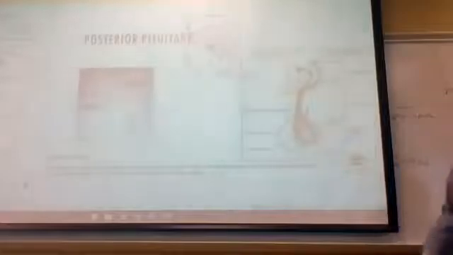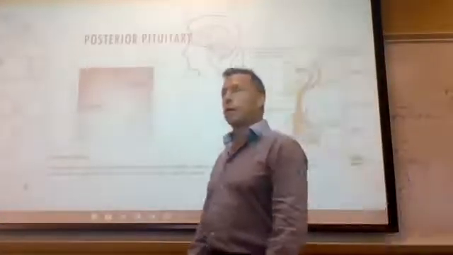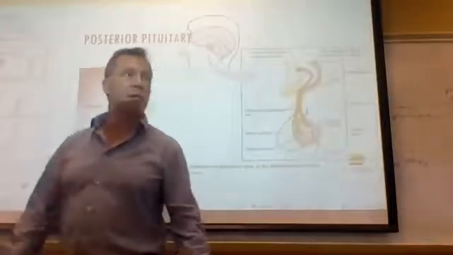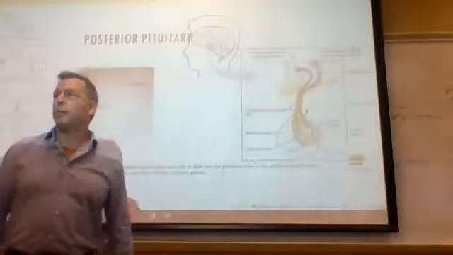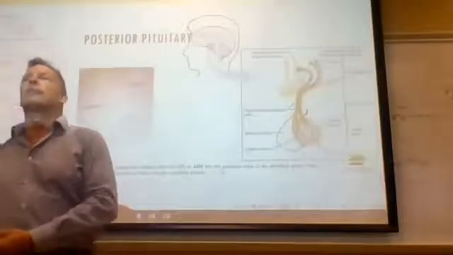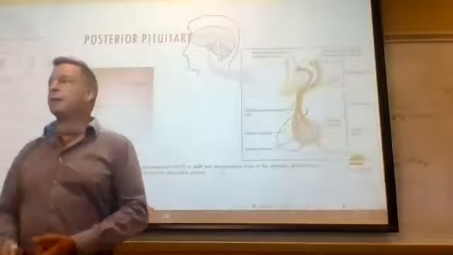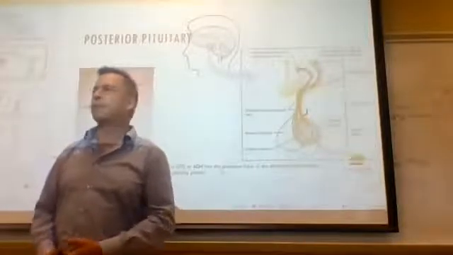Now this is an excellent opportunity for me to fool you on a test. True or false, neurosecretory cells, supraoptic nucleus, release oxytocin, which is picked up by the secondary plexus of the hypophyseal portal system.